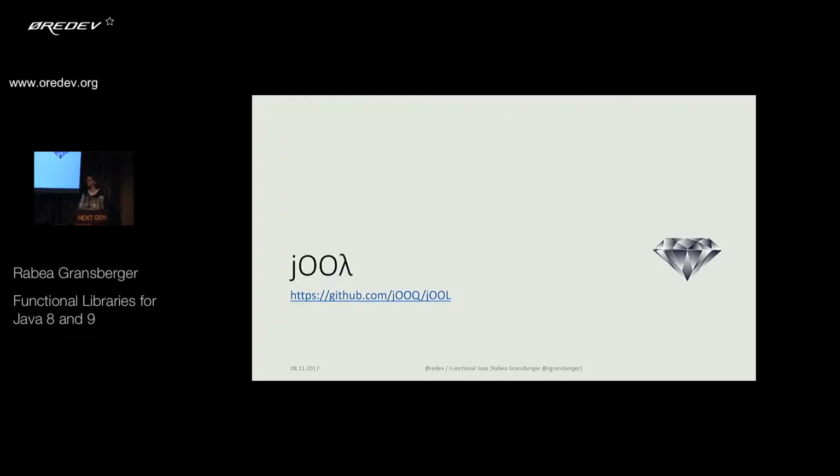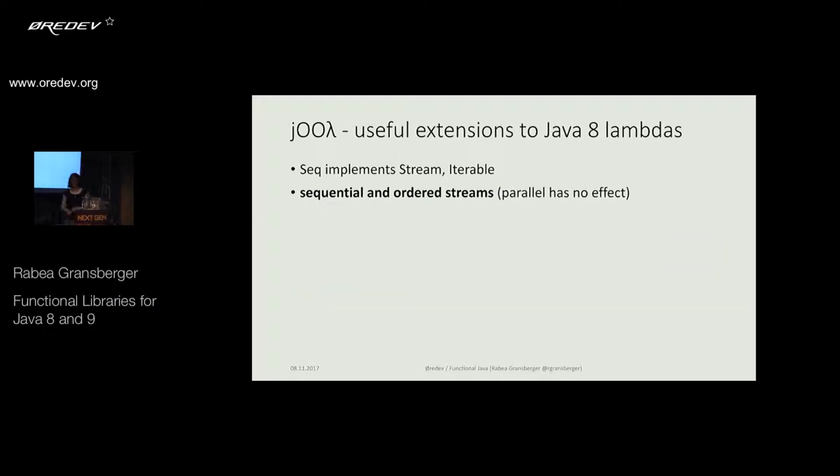So there's jOOL. It's not really the logo, it's just a pronunciation help, the jOOL. And with jOOL, there are some additions to the Java 8 streams. So it's actually implementing Stream. It's also implementing Iterable. So if you like to pass iterables around, which a Stream doesn't implement, you might want to have a look at that. The Seq class already says it. It's always sequential and ordered, so parallel has no effect.